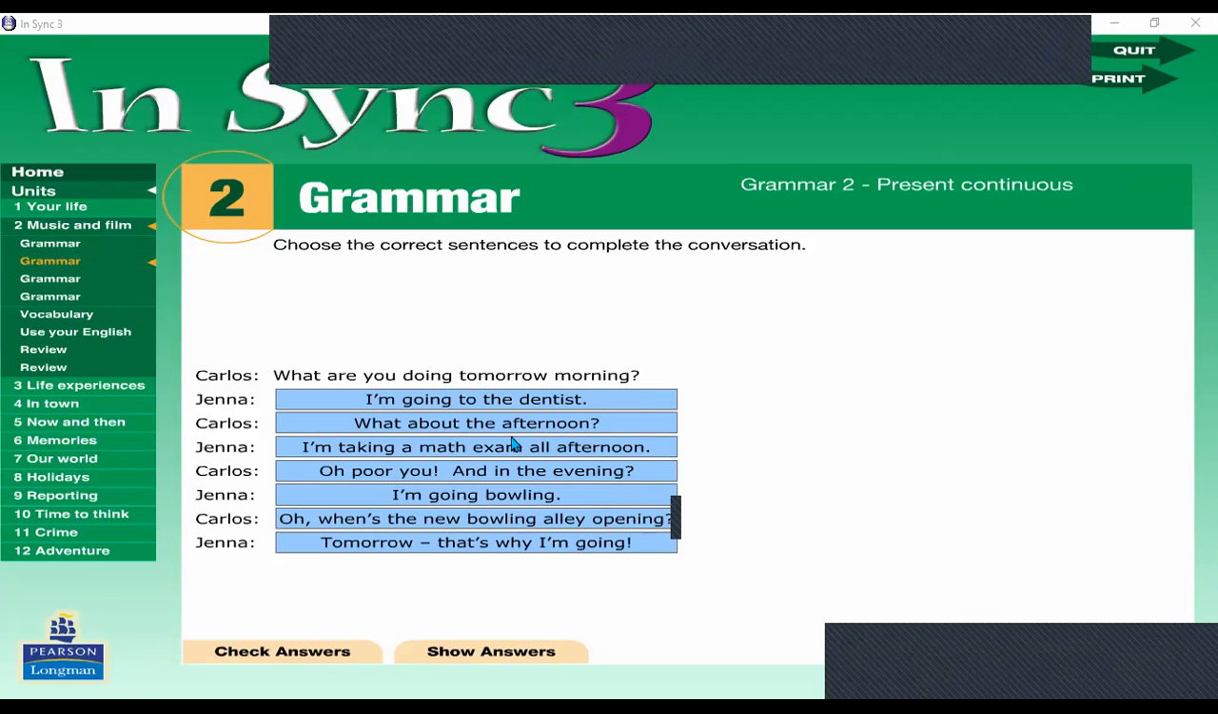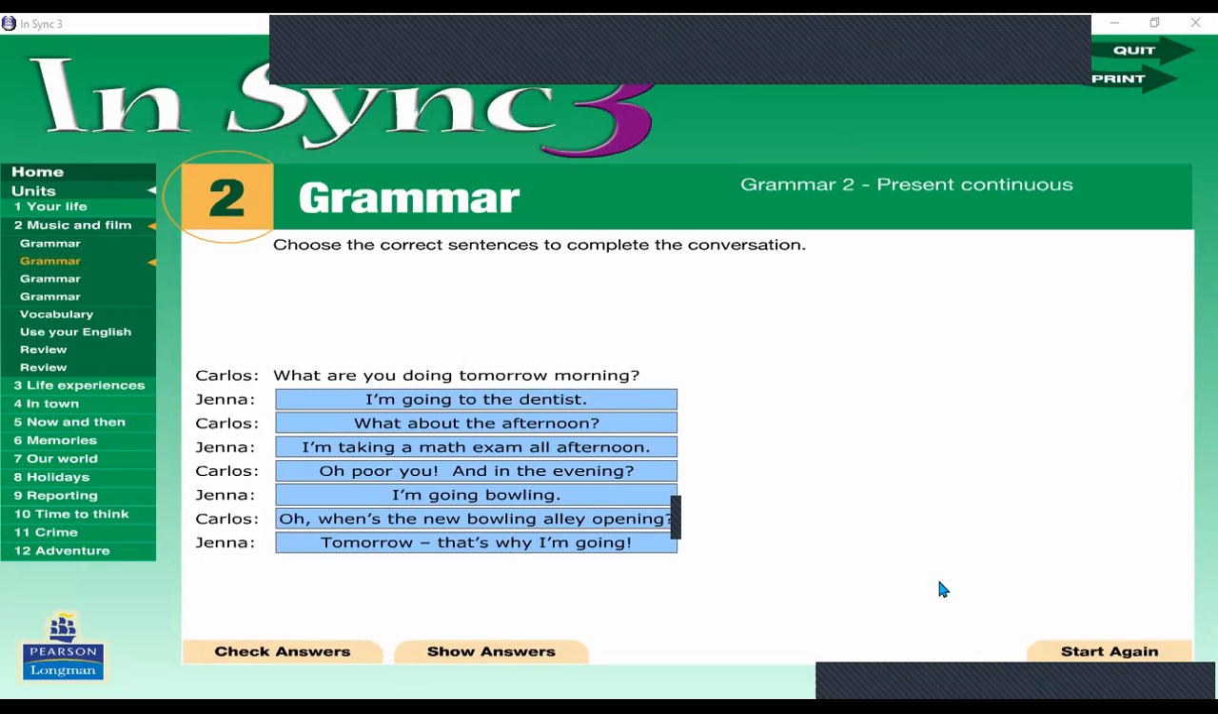Right, what about the afternoon? Now, Glenda, can you practice with your classmate? Are you available to practice, Glenda? Teacher. Hi. En esta donde se lee que va la M y la A seguido, donde dice exam, no se une, ¿no? All afternoon, exam all afternoon, sí, al decir todo se une, la M se une con la A, exam all afternoon.